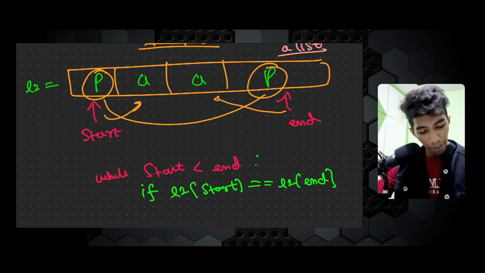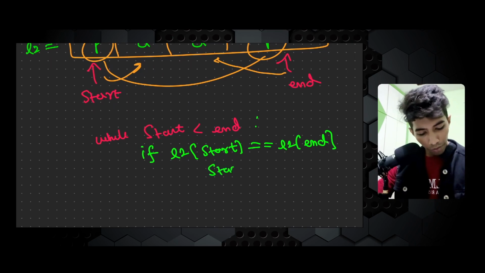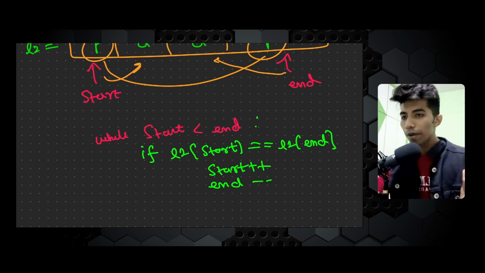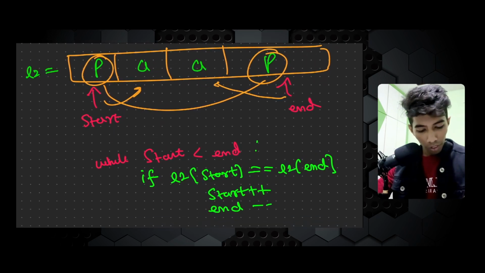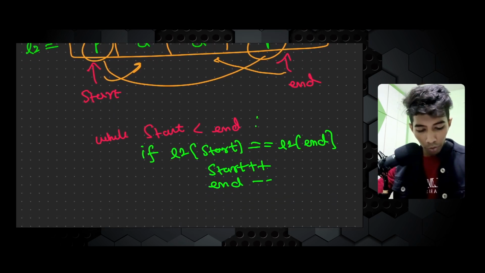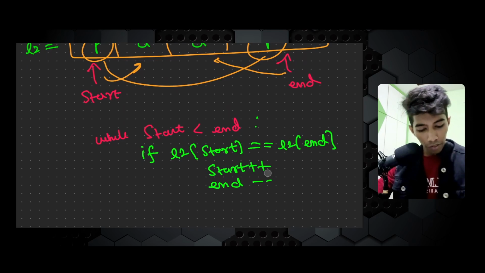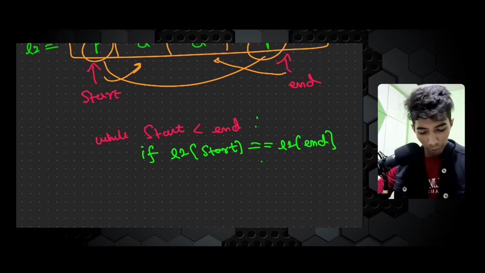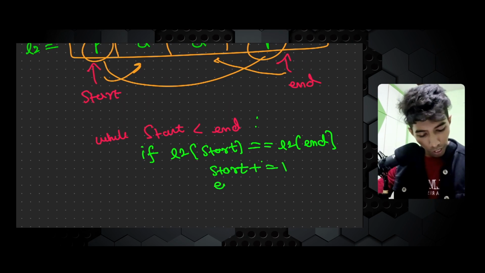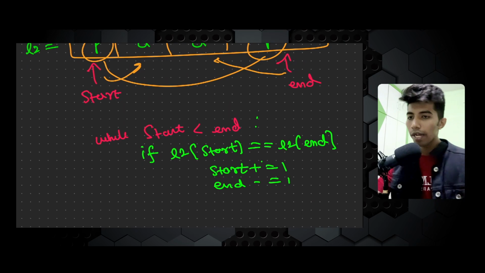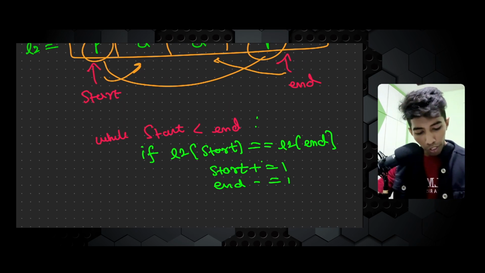If this thing happens, then what you have to do? Simply start plus plus and end minus minus. Simple guys, like this we have to do. So remember this thing in Python, plus plus and minus minus is not supported, and instead of this we write like this: start plus equal to 1 and end minus equal to 1. Correct guys? So it will go till here.